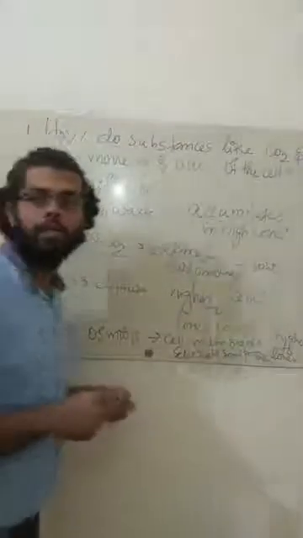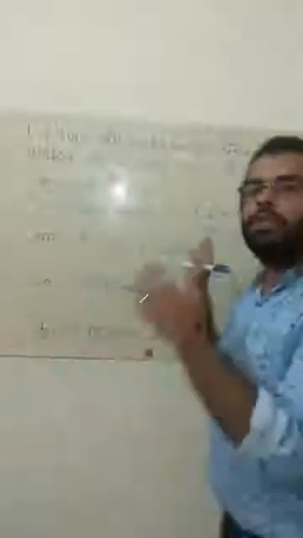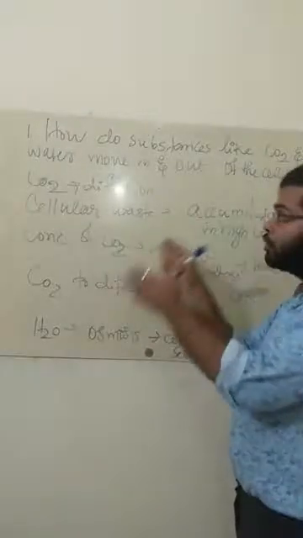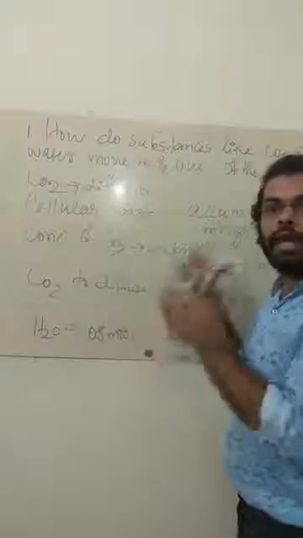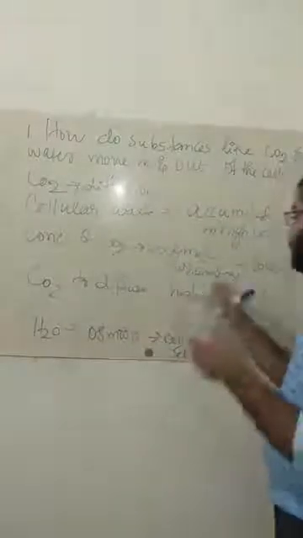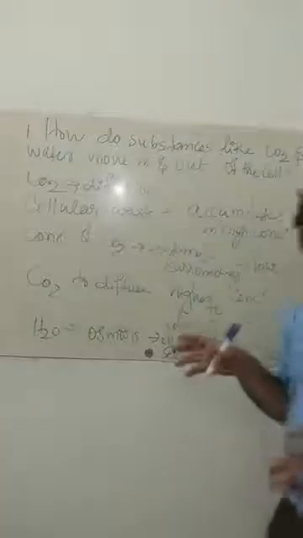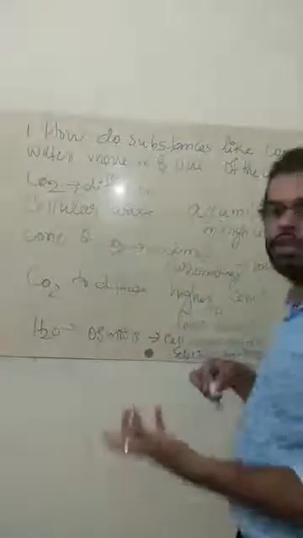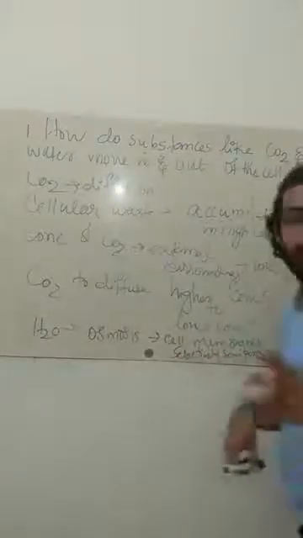So what we have said: CO2 moves by diffusion. The cellular waste accumulates in high concentration in the cell, whereas the concentration of CO2 in the external surroundings is comparatively low. So the CO2 will diffuse from a region of higher concentration to lower concentration. In the case of H2O, water diffuses by osmosis through the cell membrane, moving from a region of higher concentration to a region of lower concentration through a selectively permeable membrane until equilibrium is reached.